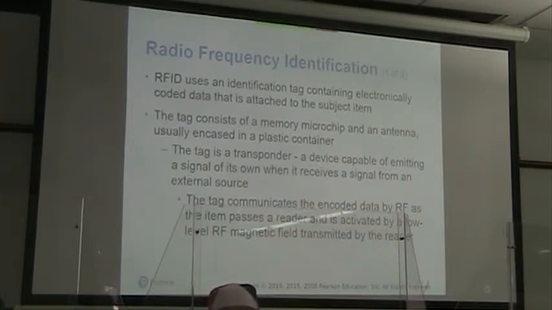So the tag gives us its encoded data by radio frequency when it passes a reader, and it's activated by the low level radio frequency magnetic field that is transmitted by the reader. Now, they're saying low level. At this point, this technology is being used quite a lot.